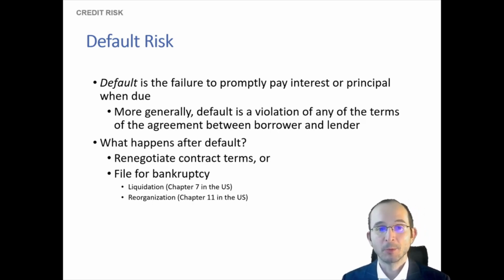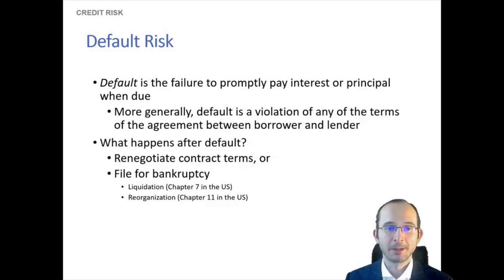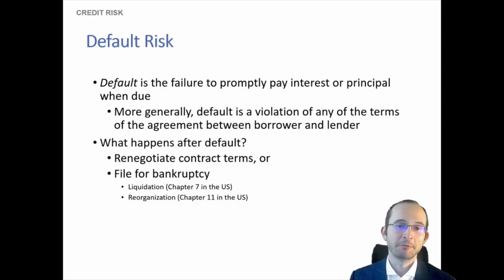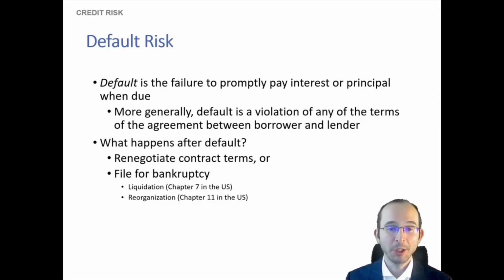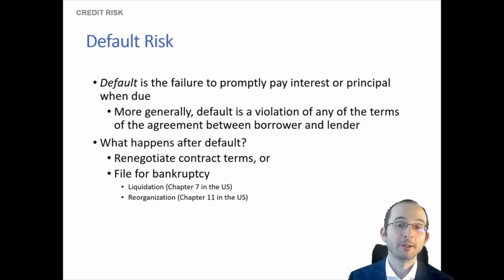And in that case, well, what happens after default? Well, if it's a payment issue, then really the only two choices are renegotiate the contract or file for bankruptcy. If it's a covenant issue, then usually the bond contract will say that if you violate a covenant, the bond is immediately due. Well, maybe the company can just pay the bond back. If they can't pay the bond back, then we're also back to this situation where you either have to renegotiate or file for bankruptcy.